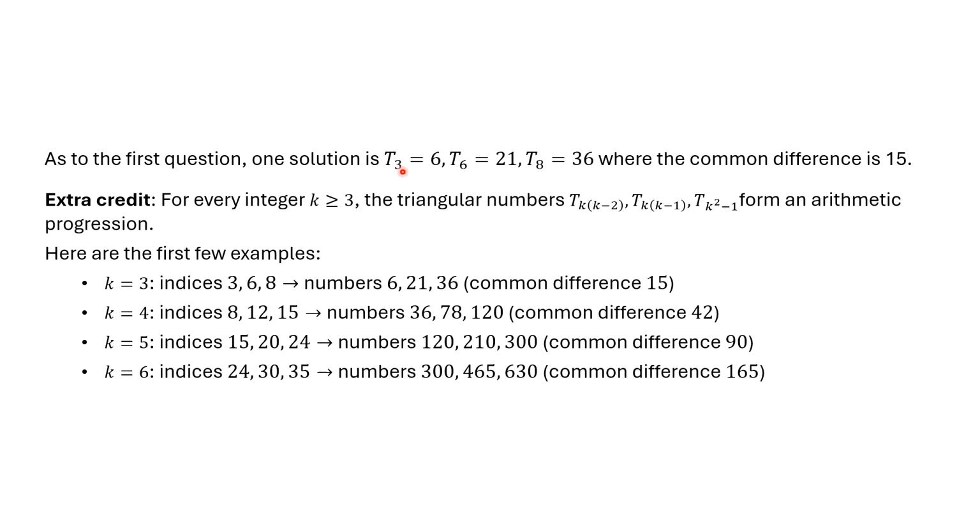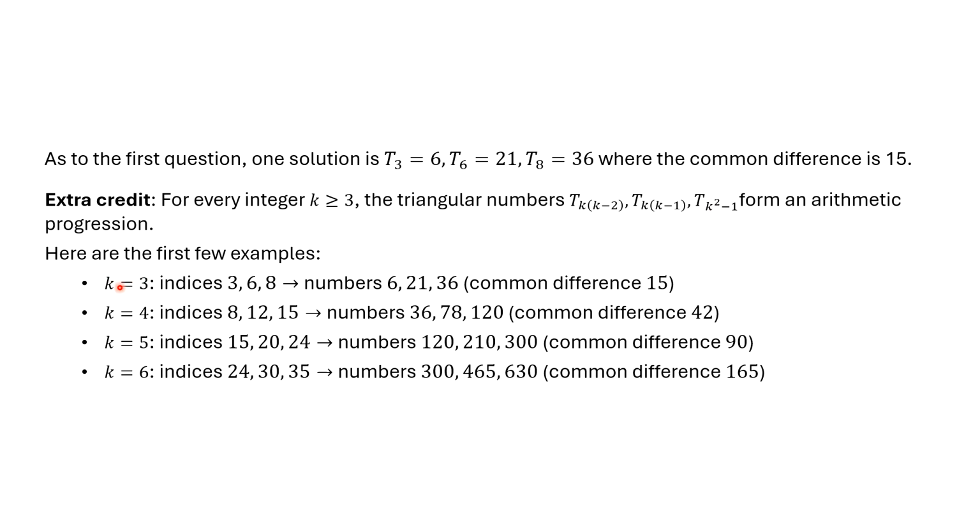In terms of the first question, we just needed to find one example, and I have that displayed here. We take the third, sixth, and eighth triangular number, we get 6, 21, and 36, and the difference is 15. So that's one solution. In general, we have this solution here where we have these 3 triangular numbers, k times k minus 2, k times k minus 1, and k squared minus 1. And these will give us an arithmetic progression in each case.